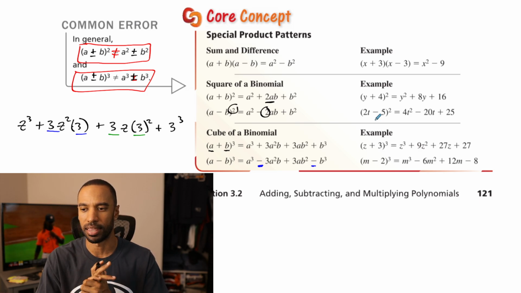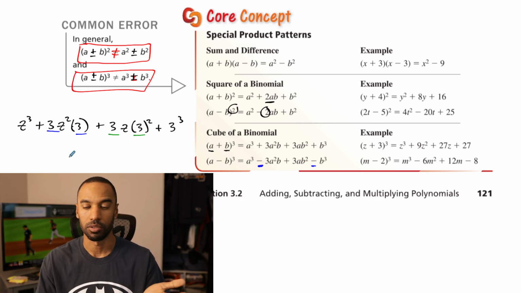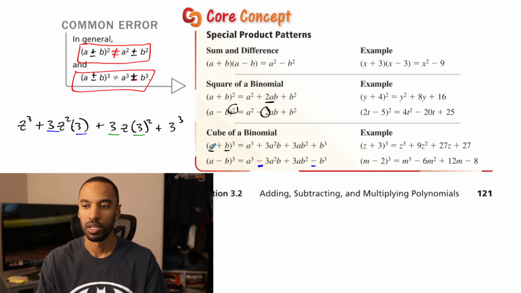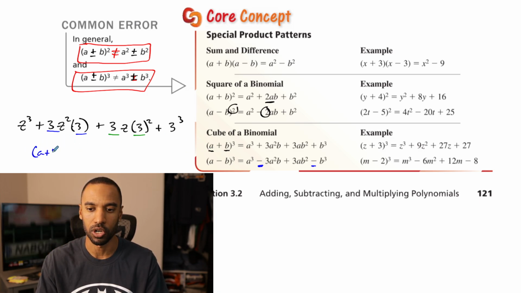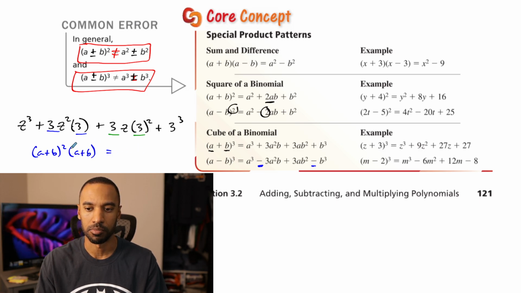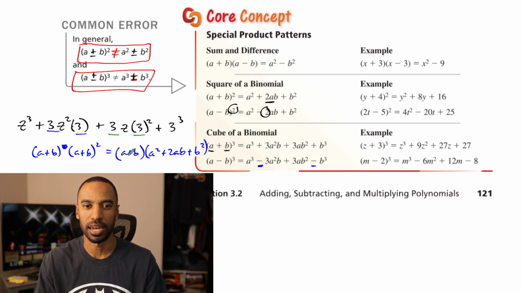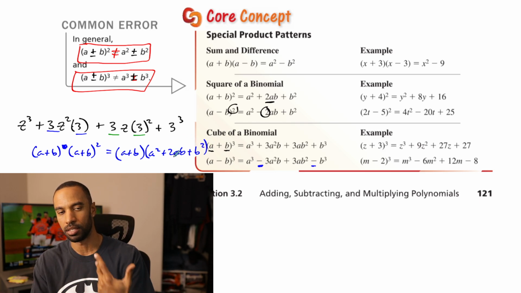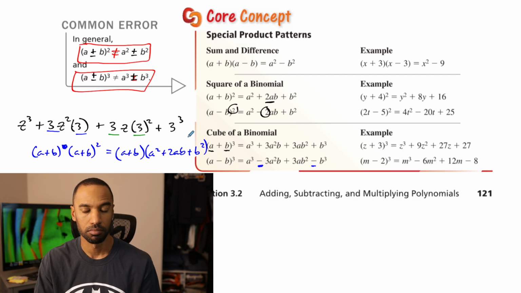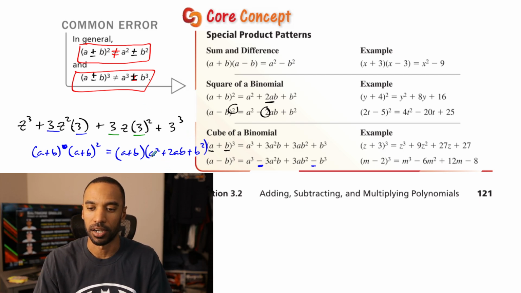We could dive more into why that happens and such, but keep in mind, you can always do, like for a plus b quantity cubed, I can turn that into a plus b squared times a plus b. Or let me do a plus b times a plus b squared. So that'll become a plus b times a squared plus 2ab plus b squared. So you can expand it out that way and then do the distribution. It takes more time, but you can get there, and that can also prove it.